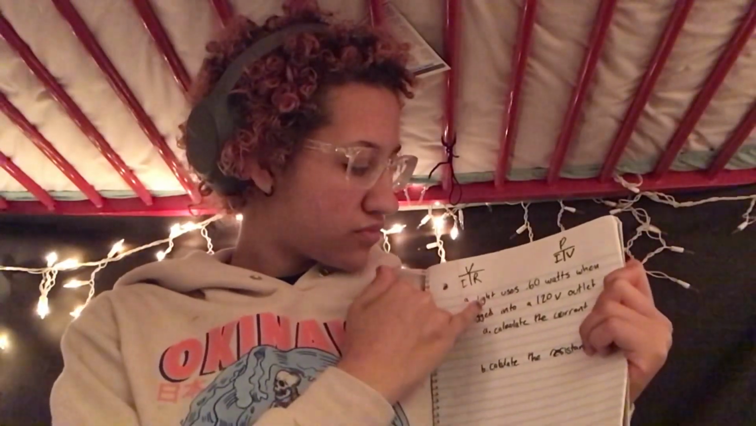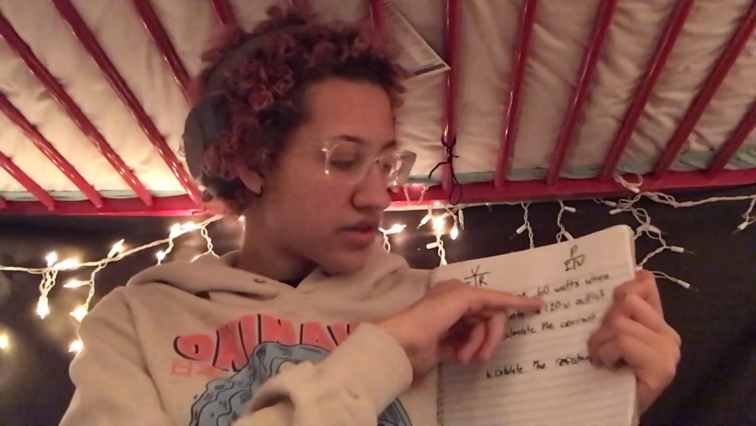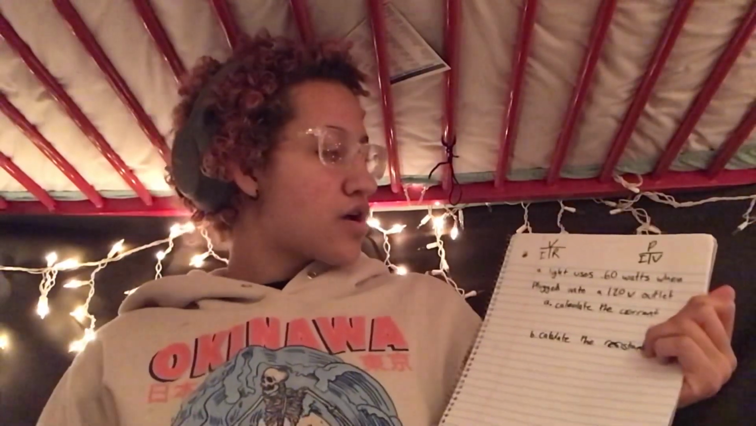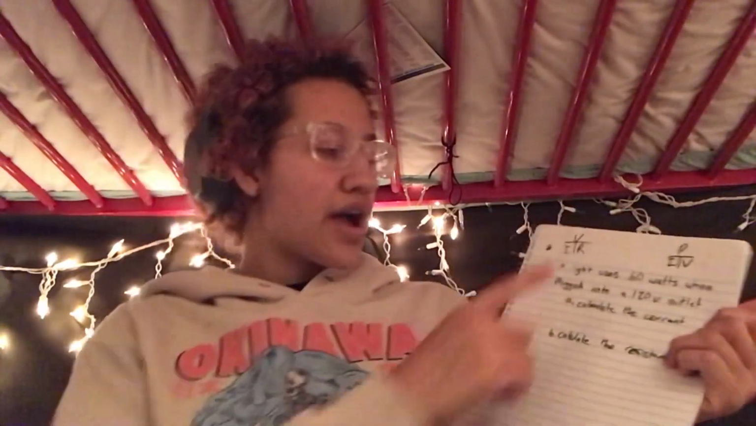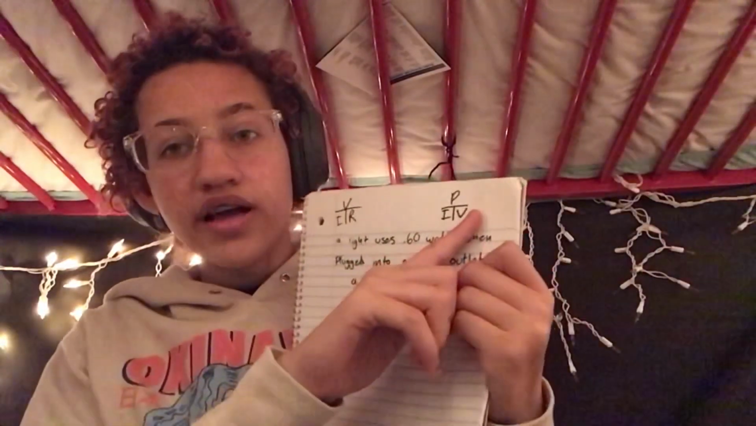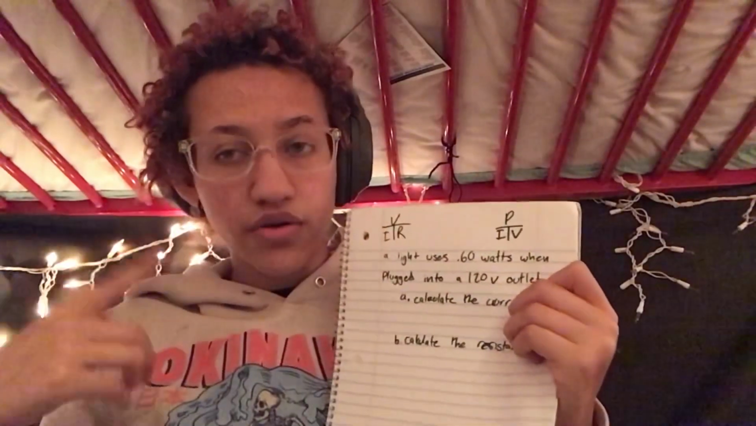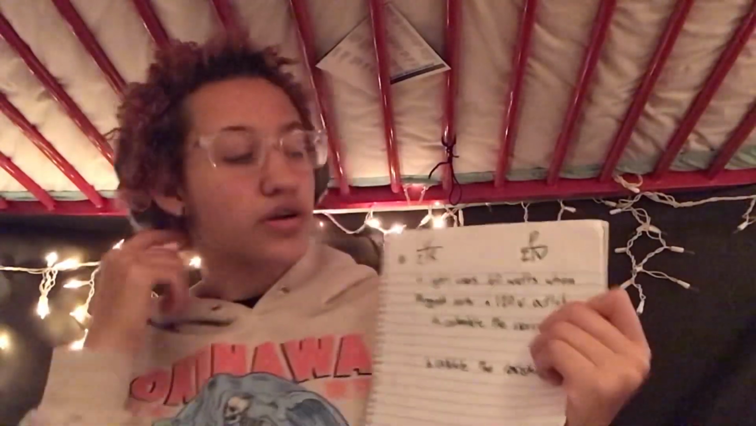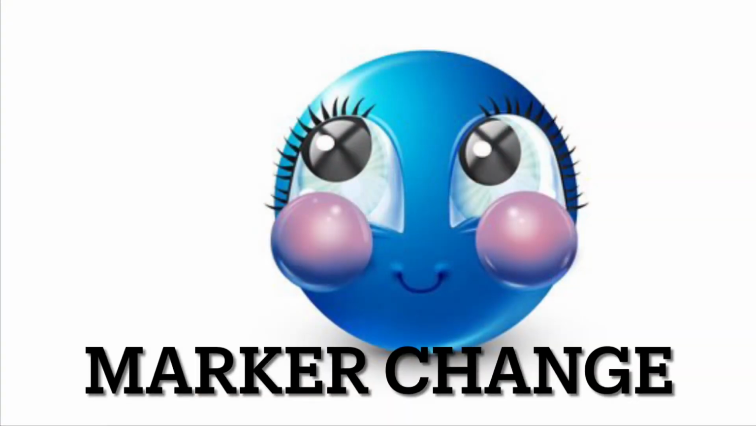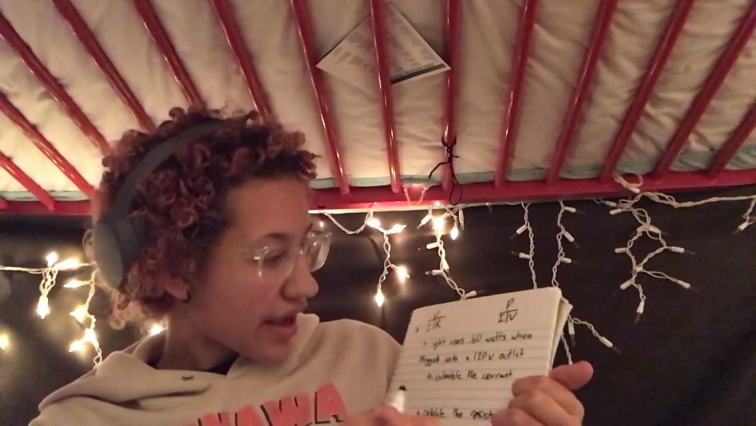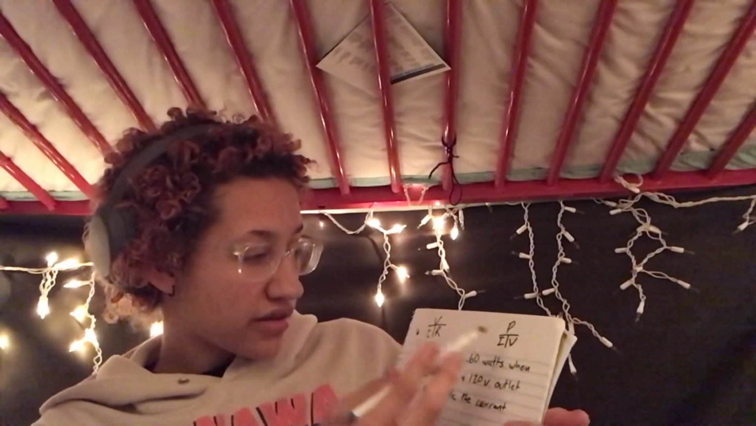So we have 0.6 watts when plugged into a 120 volt outlet. Calculate the current. Okay, so we have our chart up here, and we have two different equations, right? When we're dealing with watts, we use this one, and when we're solving for resistance or anything like that, we use this one. So calculate the current, that is I in this example.